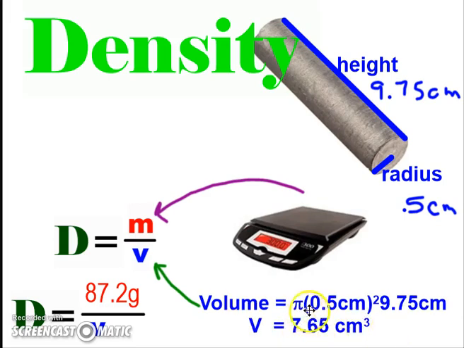When students do this, it doesn't matter if you use the pi button or 3.14, because we round it at the end. But they forget to square this. So that's really 0.25 square centimeters times this one, and you would get a volume of 7.65 cubic centimeters. Square centimeters times centimeter, you get cubic centimeters, and that would be your volume.